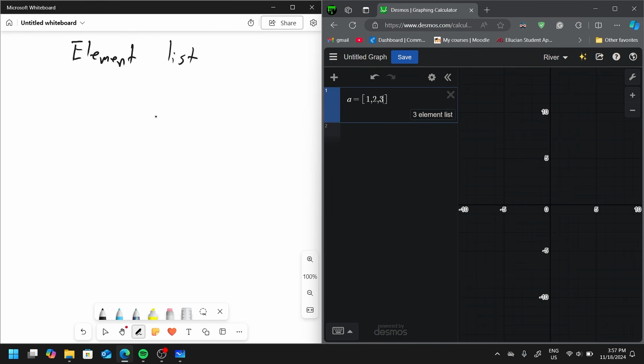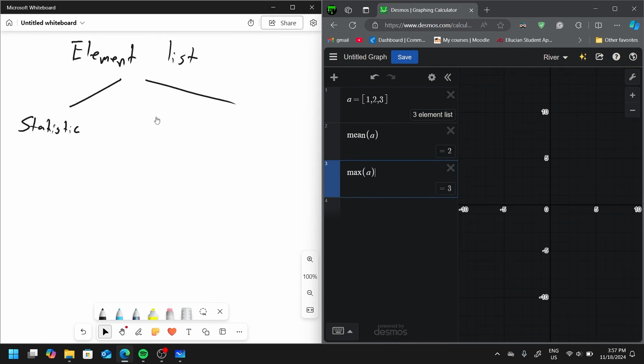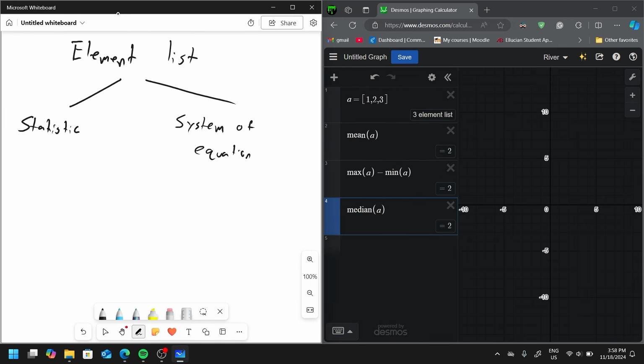And this allows us to do a lot of different things, and it's split up into two main categories. First, statistics: we can now have the mean of a, the maximum of a, the minimum of a. We can get the range by subtracting the two. We can get the median. So many different statistics things that we can do with this element list. And the second one is called a system of equations. You might be wondering, how in the world do we get a system of equations with an element list? I'm going to show you.